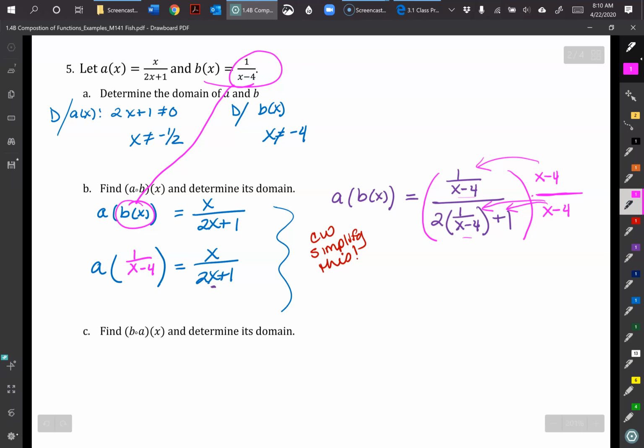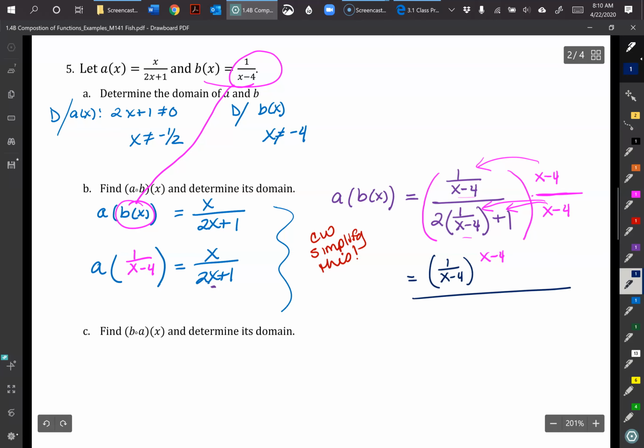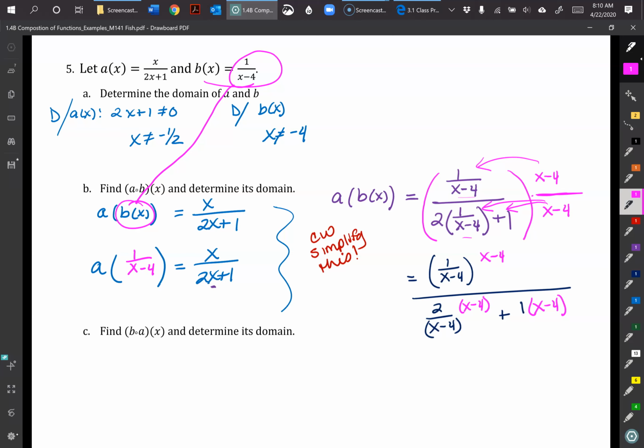Okay, so I'm going to write it out carefully so you can see what's happening. Then we have 1 over x minus 4 in the top times x minus 4. And then we have 2 over x minus 4. I'm just multiplying that numerator there, x minus 4, and that's also times the x minus 4 from here. And then I have my plus 1, which I also have to multiply by that x minus 4. So even though this is not a fraction, don't forget to do that one.